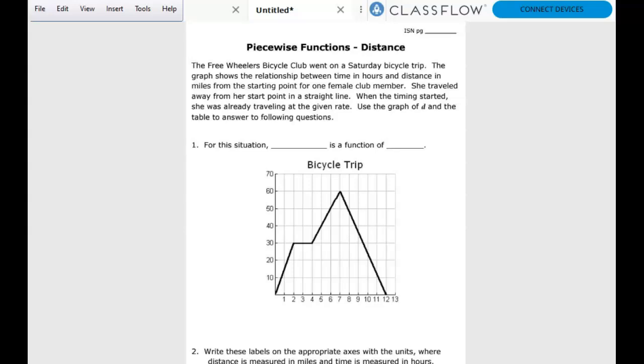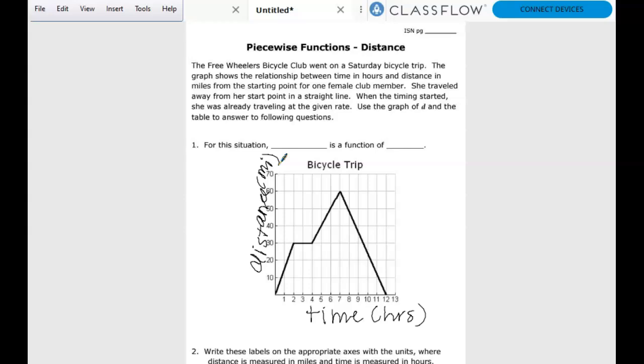Okay, for this situation, blank is a function of blank. So it's asking, what is the x? First of all, what's the x down here? Is this time or is it distance? So time is in what? So we have time in hours, and we have distance in miles. So time in hours, distance in miles.